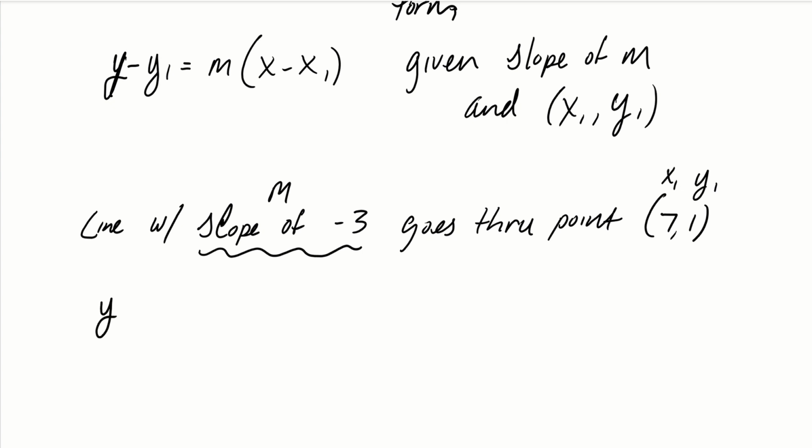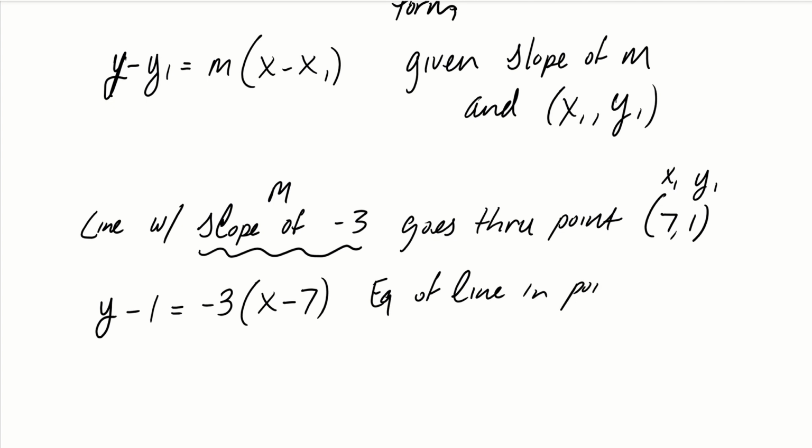So you get y minus y1, which in this case is 1, is equal to m, -3, times the quantity x minus x1, which is 7. So this is the equation of the line in point slope form.